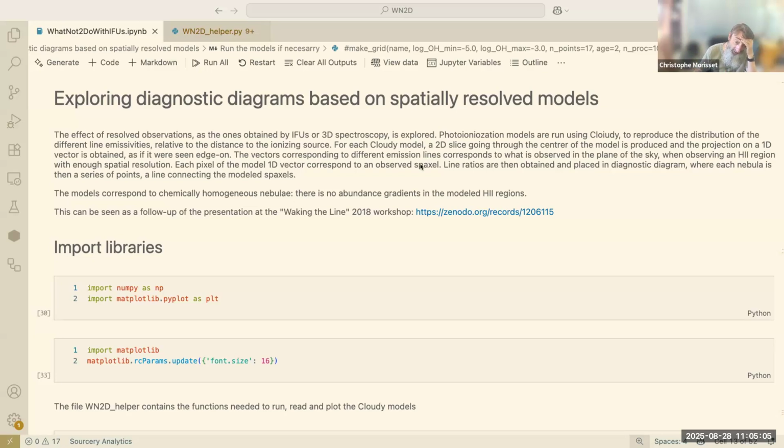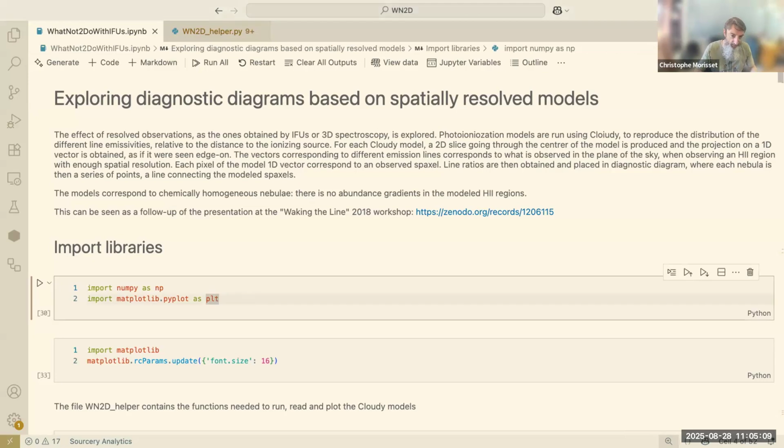So this is a notebook. It's running. I read the model. So if at some moment you want to see something that I didn't plot, other lines or something different, you can ask me and I can do a new plot. Okay. So well, the idea is I run a grid of models.